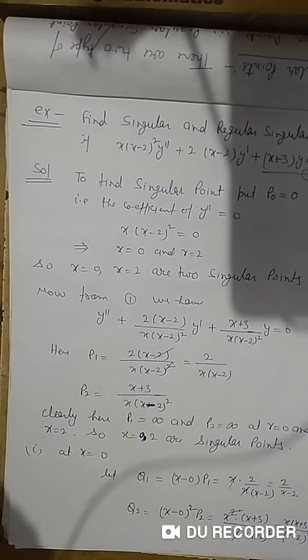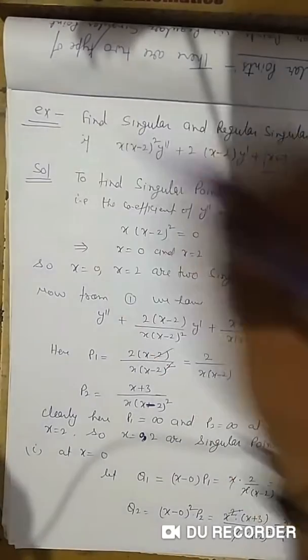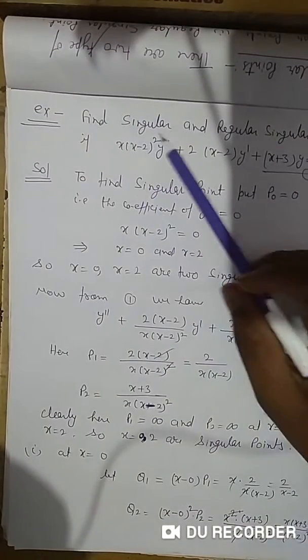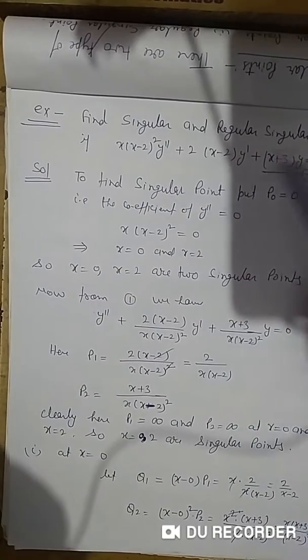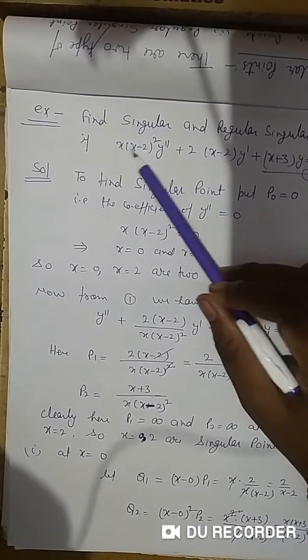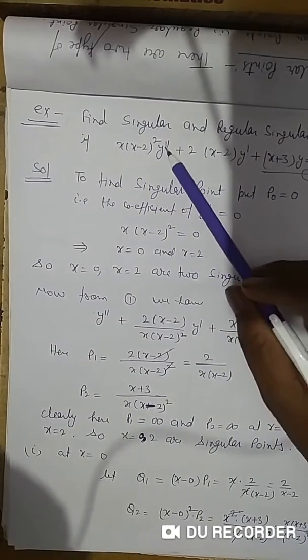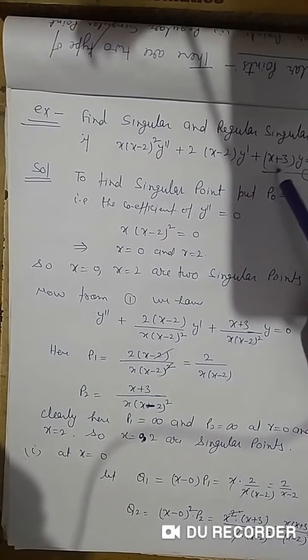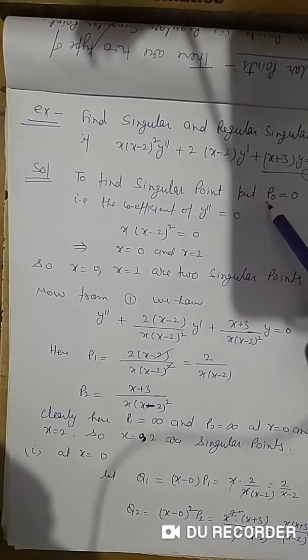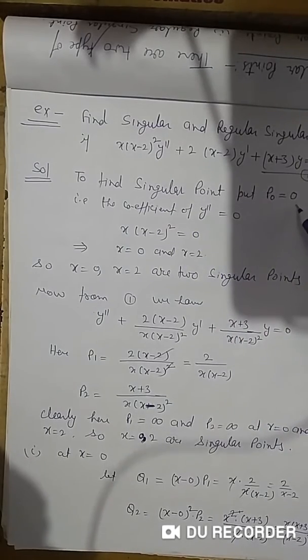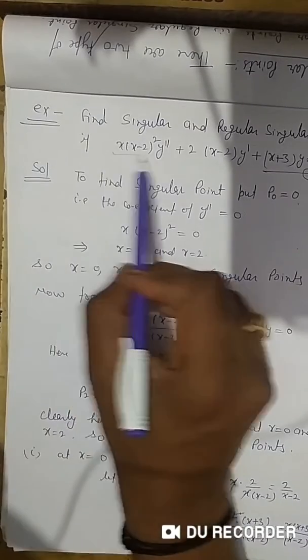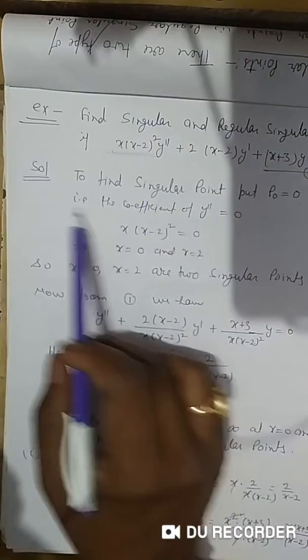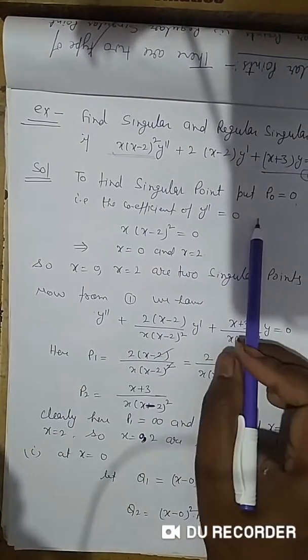So let us take example number one. Find singular points and regular points if (x − 2)² y'' + (2x − 2) y' + (x + 3) y = 0. To find the singular points, put p0 = 0, which means the coefficient of y'' is equal to 0.